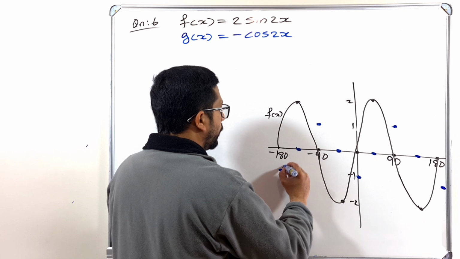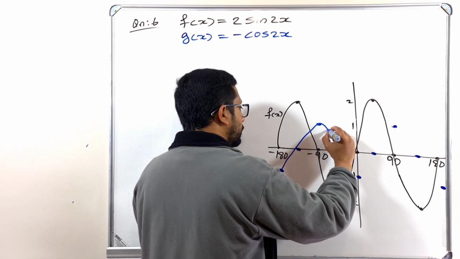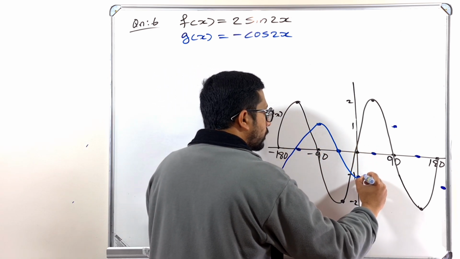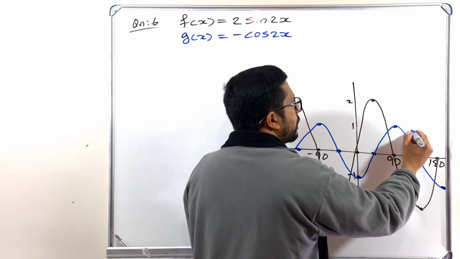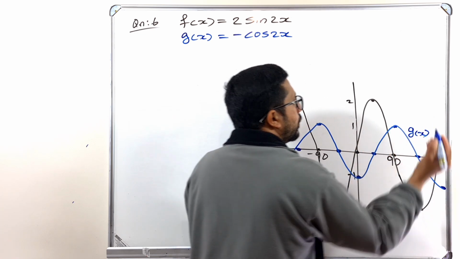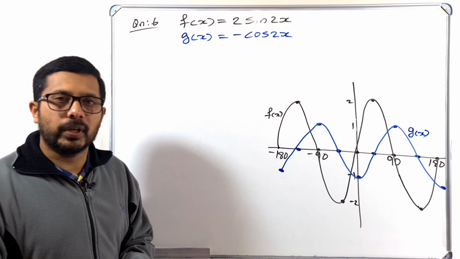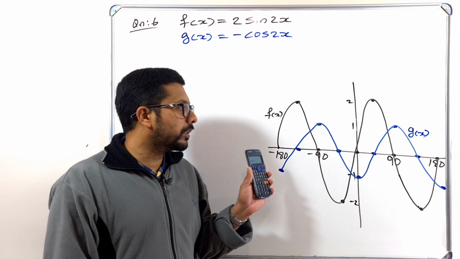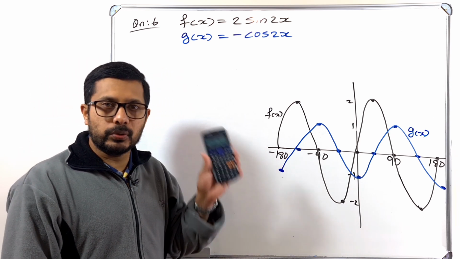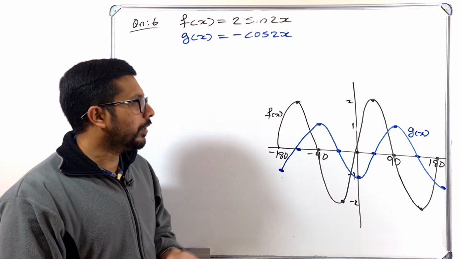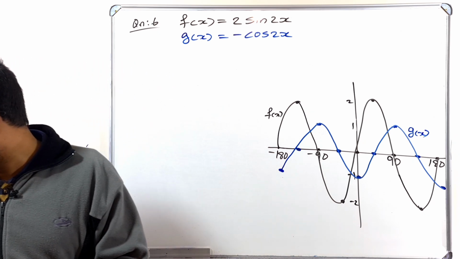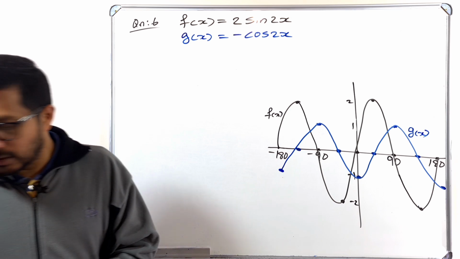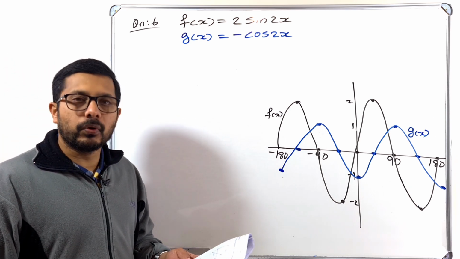Now we can join the points. And this is our equation, this is our graph g of x. So try to practice how to find the points using your calculator. It's very easy to plot the graph if there is a question to plot the graph. So that is 6.1, draw the graph of g of x.